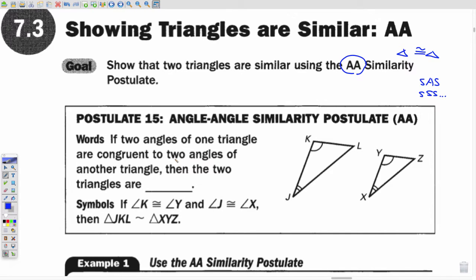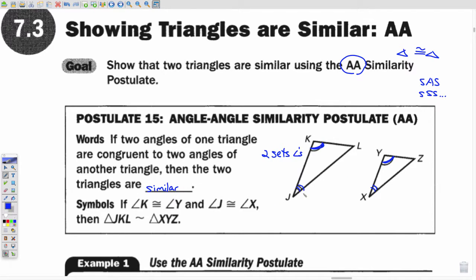It says that if two angles of one triangle are congruent to two angles of another triangle, then the two triangles are similar. In other words, in this example, this angle here, one tick mark, one tick mark, that tells me these two are congruent. This one, two tick marks, two tick marks. So I have two sets of angles that are congruent. Then I'm saying that these two triangles are similar.